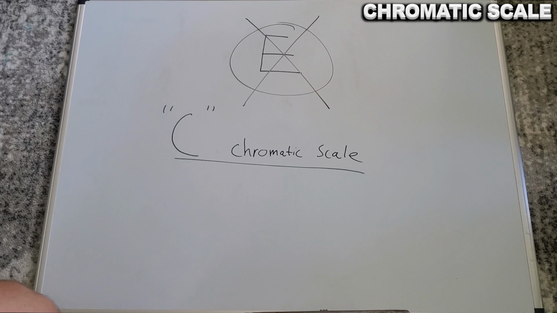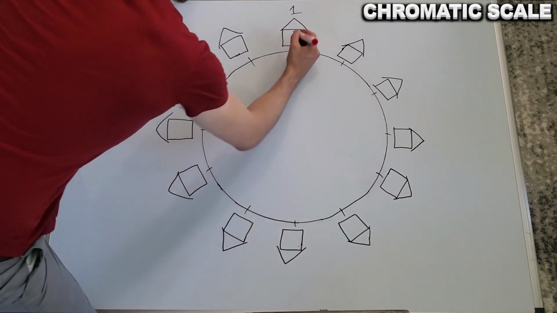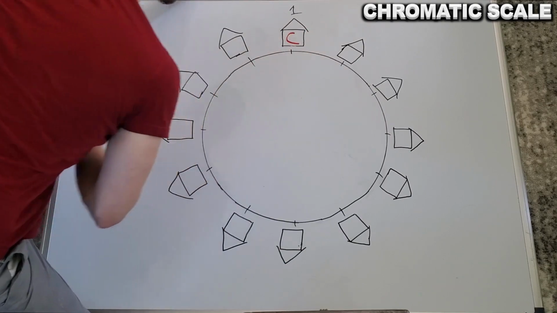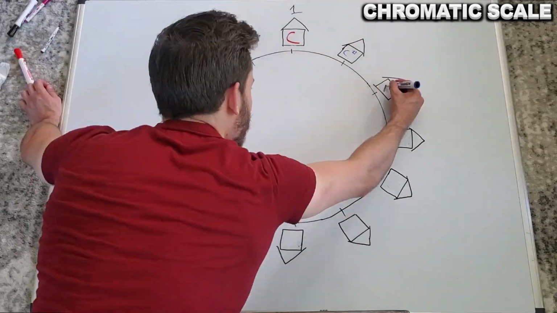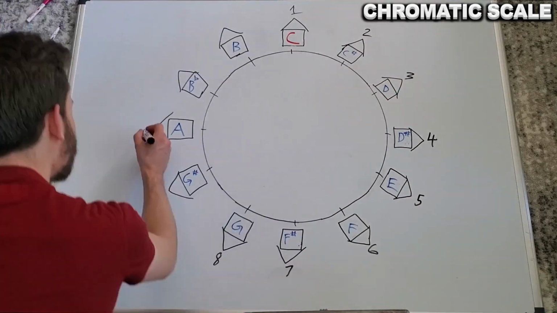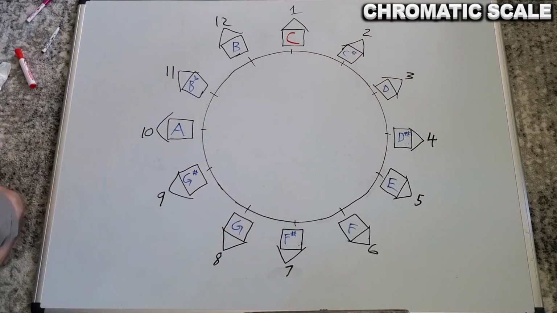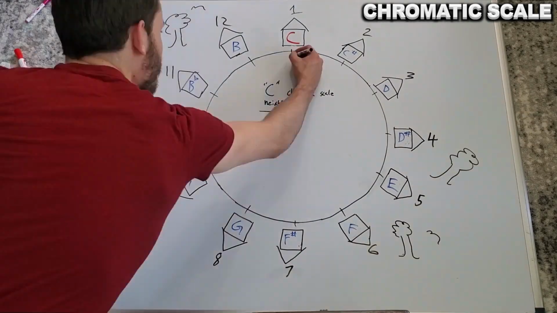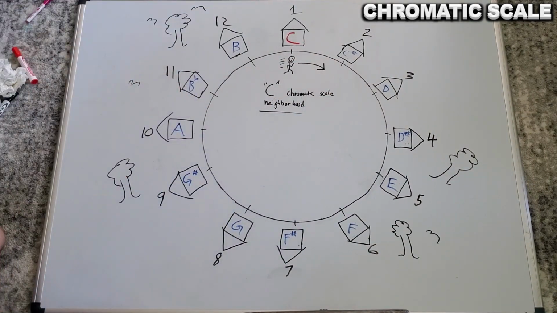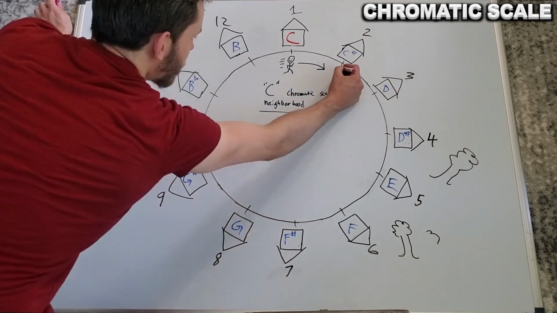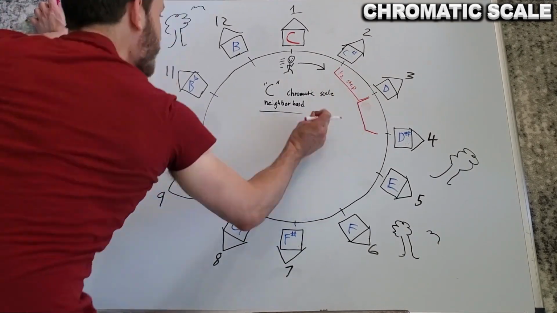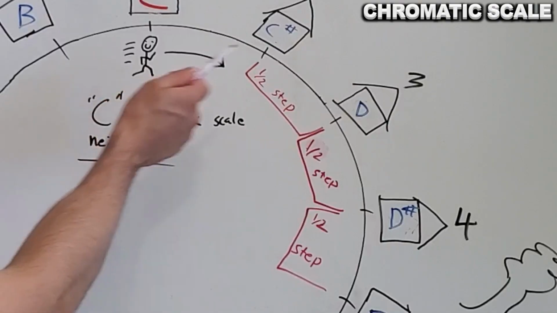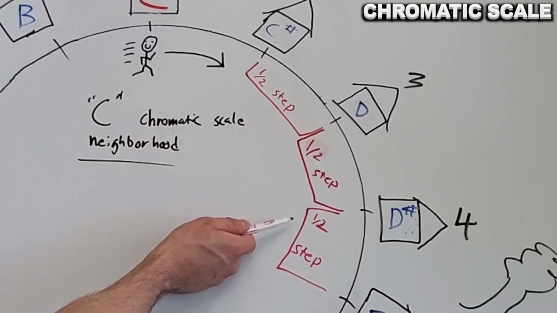All right, so picture that you live in a cul-de-sac and you happen to live in a house that we'll call C. Let's say you have a bunch of neighboring houses in this cul-de-sac, with each one having a different note and name. So we're essentially living in the neighborhood of the C chromatic scale. So let's take a stroll around the neighborhood and check things out. As we walk, let's say clockwise, we notice each house in our C chromatic scale neighborhood is separated by the same distance. Each house is separated by a half step.